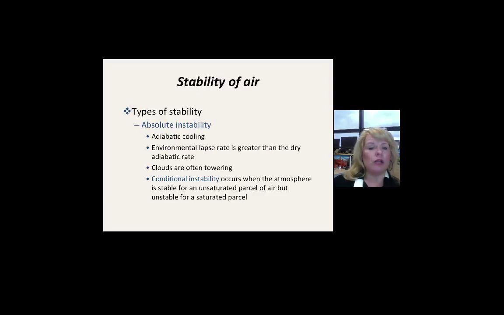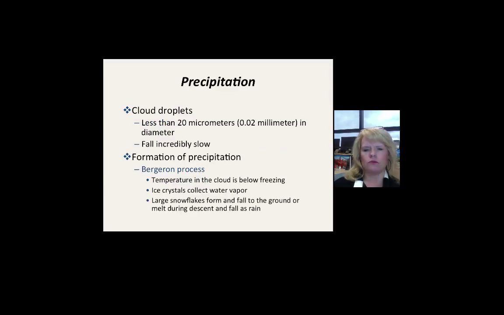When you have absolute instability of an air mass, you're going to have adiabatic cooling, and this is where the environmental lapse rate is greater than the dry adiabatic lapse rate. In this particular case, unstable air masses don't sink, they rise, and because of that, they'll make towering thunderclouds like cumulonimbus. You'll learn about them soon. Conditional instability occurs when the atmosphere is stable for an unsaturated parcel of air, but unstable for a saturated parcel of air. So when we look at unstable air masses, they're the ones that predominantly produce precipitation.